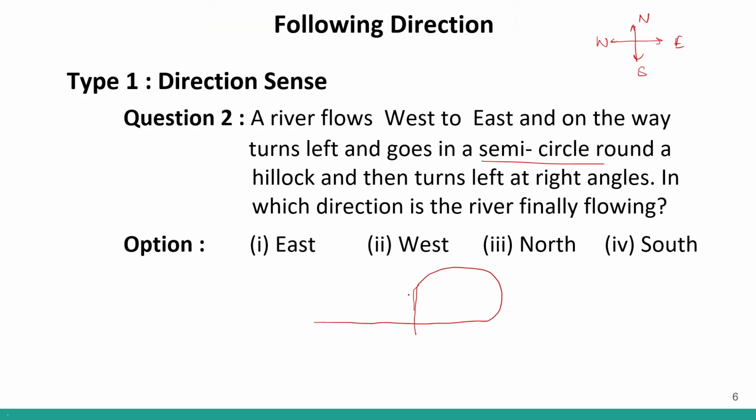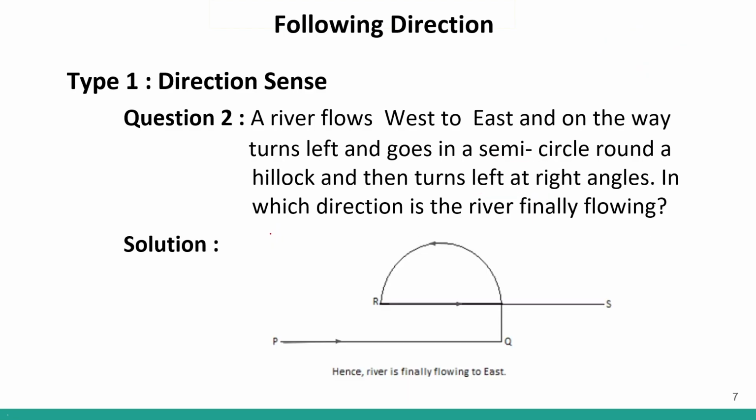And then it turned left at right angle. So from here it was flowing west to east. Then it turned left and made a semicircle like this, right? Then it took a left turn. So left will be on this side, right? In which direction is the river finally flowing? So towards this direction, means it is flowing towards east. So the answer will be option number 1, east.